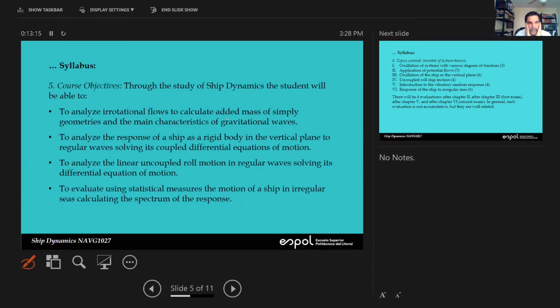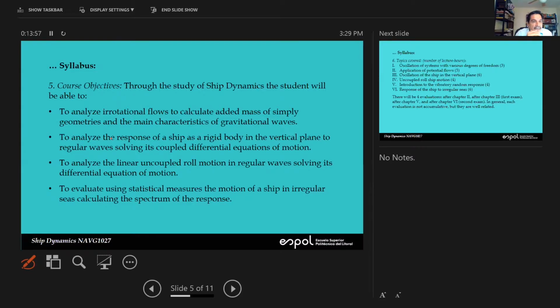Second objective is we want you to be able to calculate the response of a ship in the vertical plane, okay? We do that considering regular waves. And by vertical plane, we mean a combination of the vertical motion, that's what we call heave, and also the rotation with respect to a transversal axis, that's what we call pitch. Those two motions are quite difficult to consider uncoupled. That's why we have to analyze both in a coupled fashion.